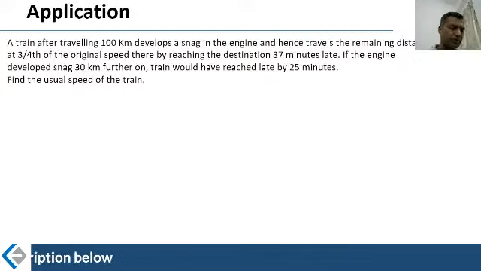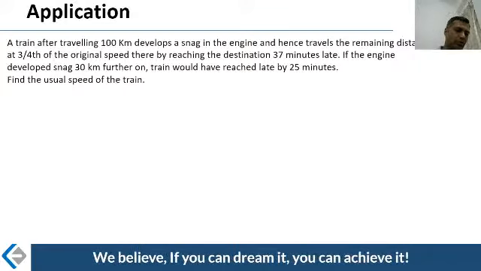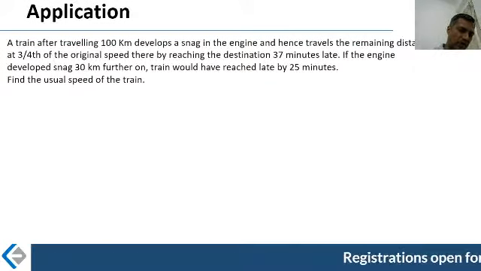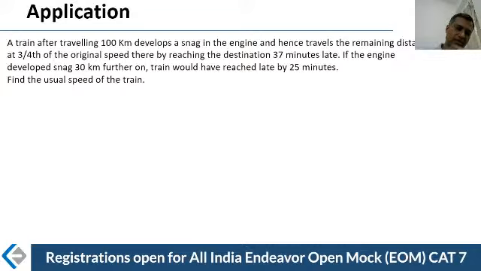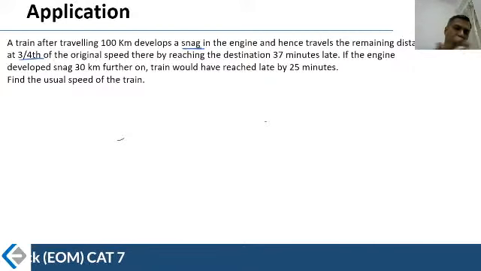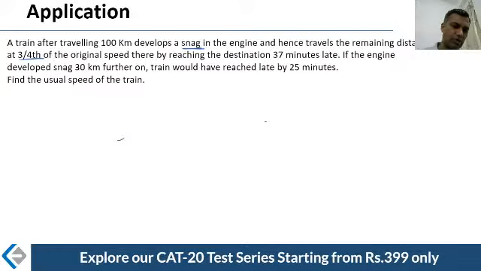I guess you got the perspective, right? Yeah, most of you have solved it as well. Let's take a look. Beautiful question. The distance is of course constant. A train, after traveling 100 kilometers, develops some snag, means a problem in the engine, and hence travels the remaining distance at 3/4 of the original speed. Naturally, if you cut down your speed, you are going to take more time.